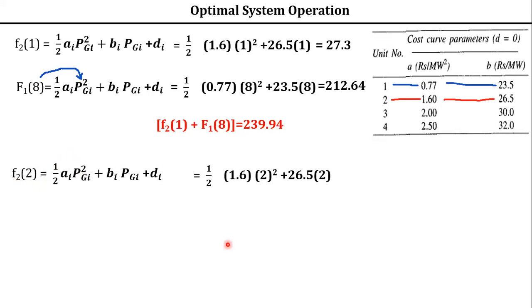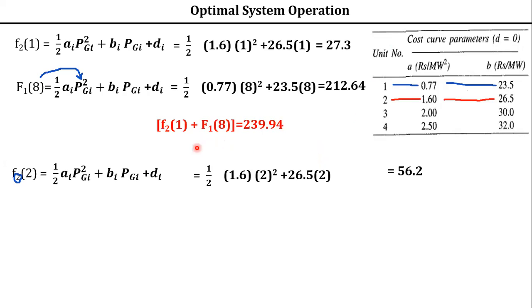AI, BI for the second unit, this one. I will show you. So this one, this is your second unit. Understood? So those second unit values you have to take. Okay, so this is equal to 56.2 rupees per hour. I have not mentioned the unit; please, you have to mention the unit there. Rupees per hour, 56.2.